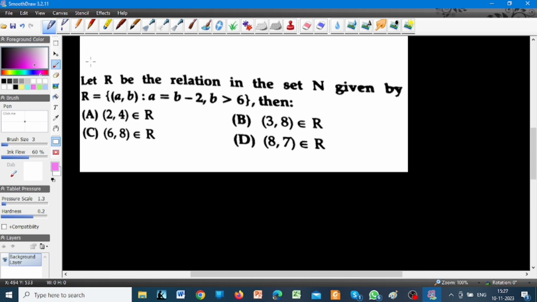Let's look into the fourth question. The questions have been picked from the previous years. So all are having their own importance. So kindly go through the pattern.